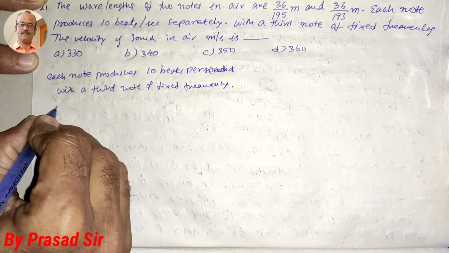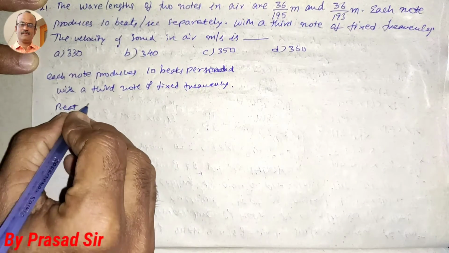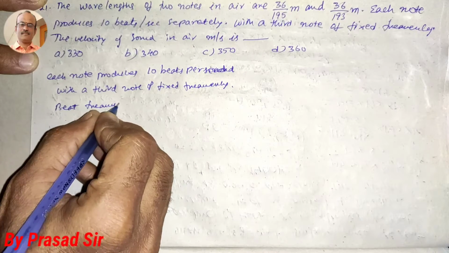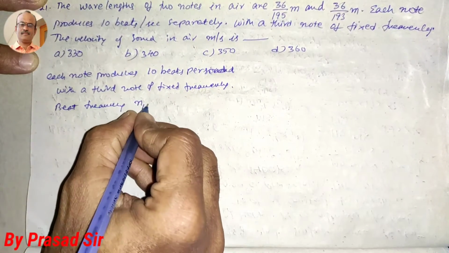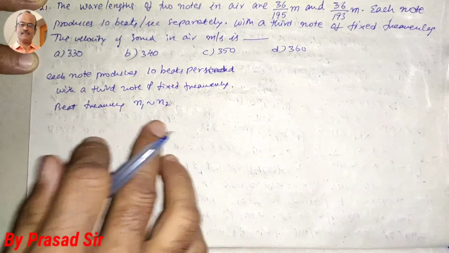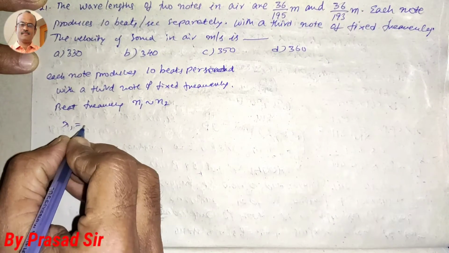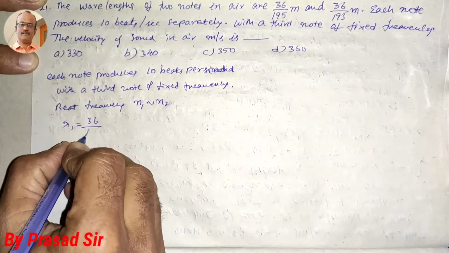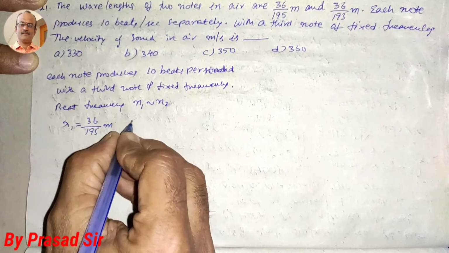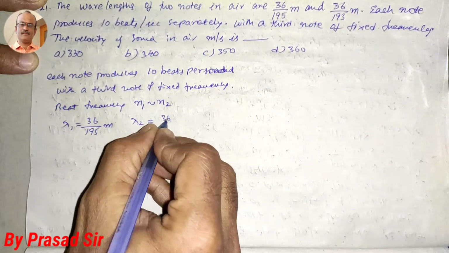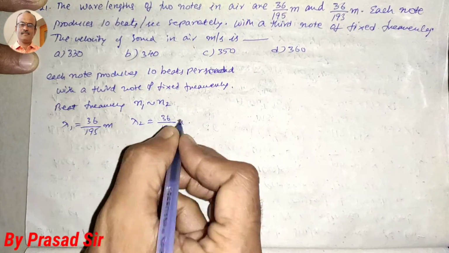Now here I will take beat frequency, that is n1 minus n2, that is the beat frequency here. So first of all, lambda 1 is equal to how much given here? 36 by 195 meters, and lambda 2 is 36 by 193 meters.